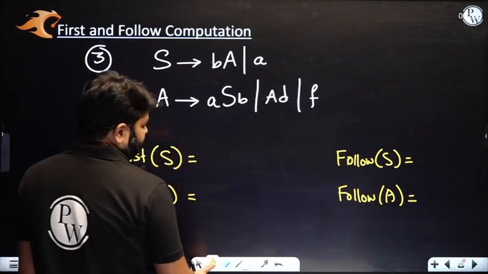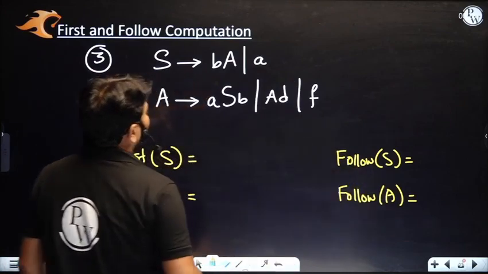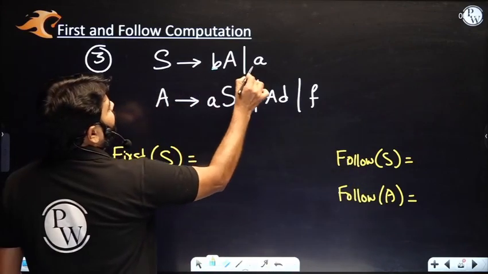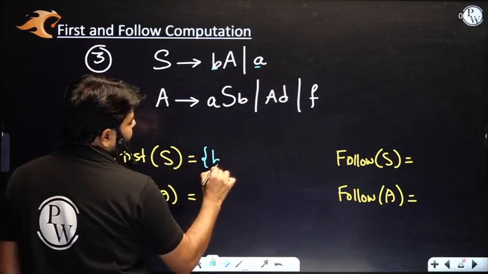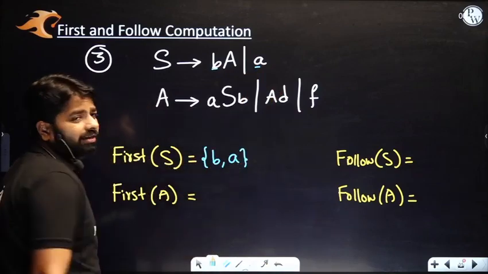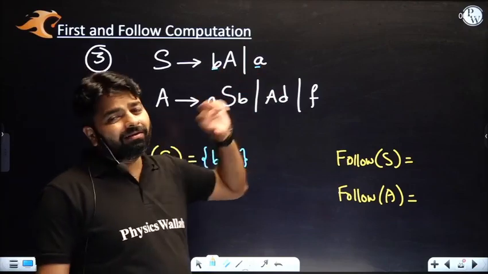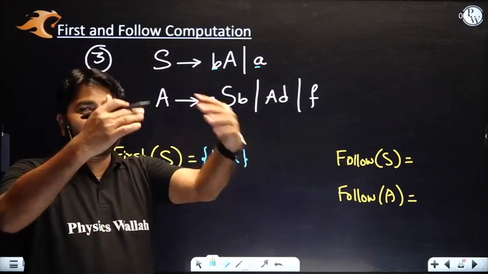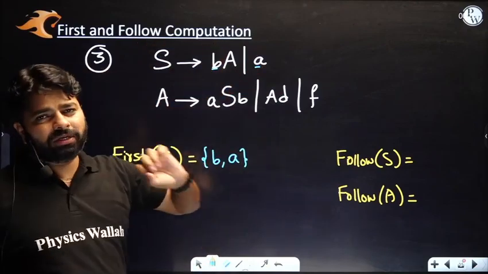In this, what is the first of S? You got a B and E. So, directly you can put them. When do you have an issue? When you see a non-terminal, then indirectly terminals will come. But here it is so easy to compute.